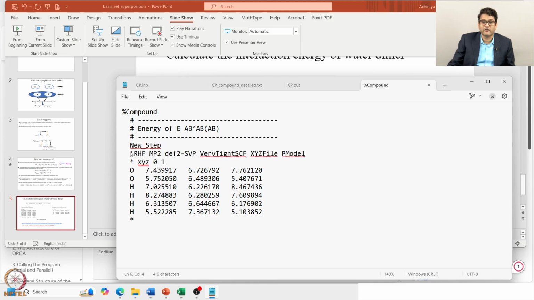So this is a restricted Hartree-Fock calculation. MP2 is Moller-Plesset perturbation theory. We have still not learned about it. In the next week, we are going to learn about it. def2-SVP is a basis set. We want our SCF calculation to be tight.